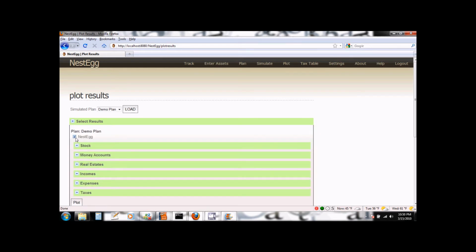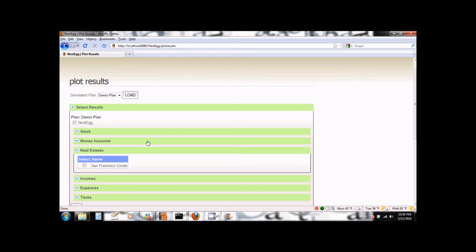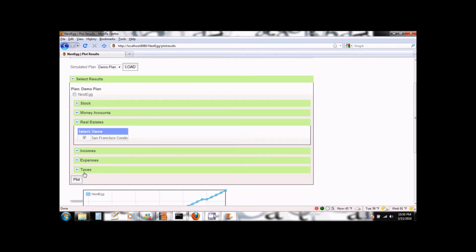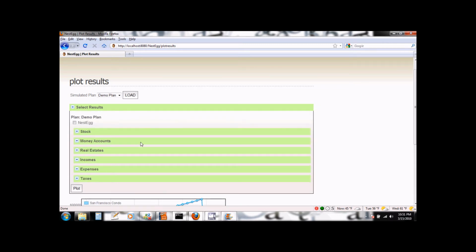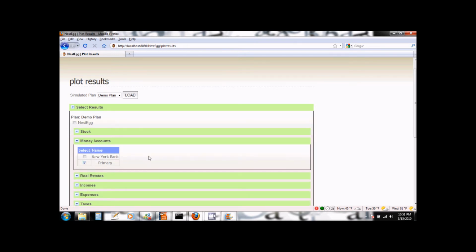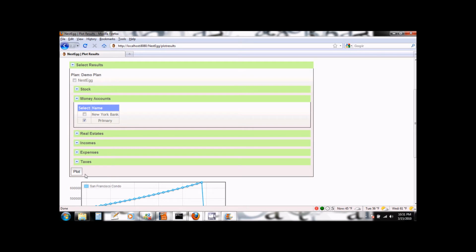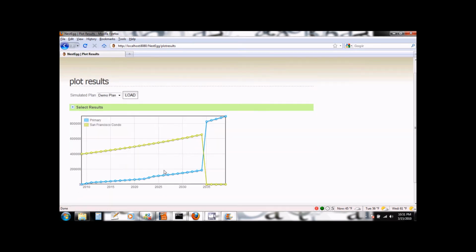Next, let us plot what happens to our San Francisco condo. So we click on plot, and we can see that we used to own the San Francisco condo up to the year 2034, and in 2035 the value is 0, which means we no longer own this condo because we sold it. Now when you sell something, the money goes to the checking account. So let us make sure that this money got added to our primary checking account. So I select the primary checking account, I click on plot, and indeed it did.